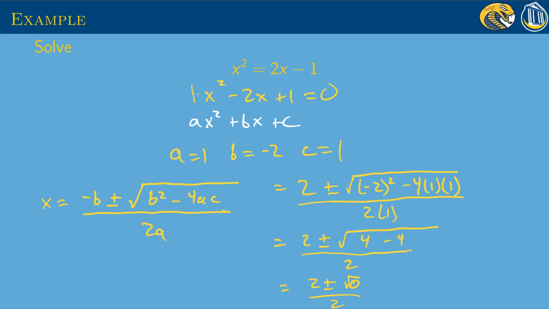Plus or minus just means that this is actually two equations, 2 plus the square root of 0 over 2, and 2 minus the square root of 0 over 2. We'll notice that the square root of 0 is just 0. 2 plus 0, we're looking at 2 over 2, which is 1. Because we get the same answer for both of our roots, this equation only has one solution, x equals 1, which is exactly what we got when we did this earlier.